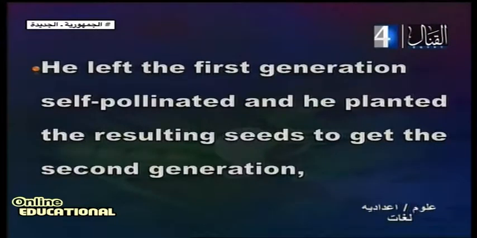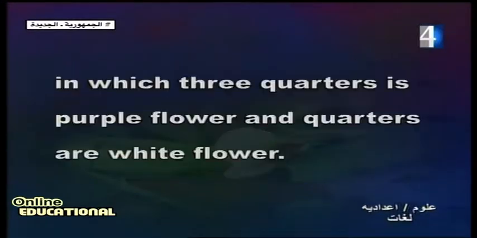He left the first generation to self-pollinate, and he planted the resulting seeds to get the second generation, in which three-quarters are purple flowers and one quarter are white flowers.